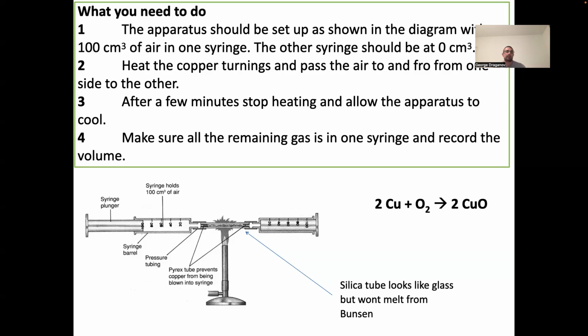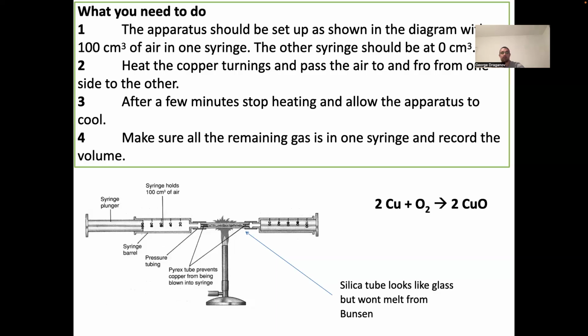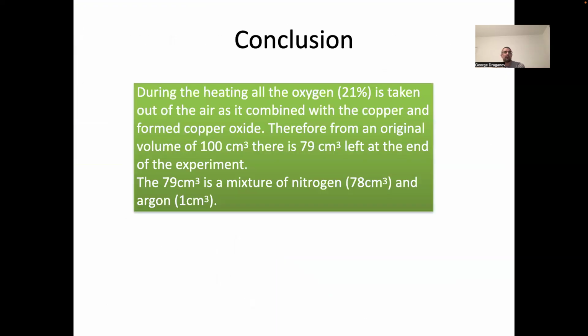So you cannot make the reading when the gas is hot. You wait for it to cool down, and then the gas will not be expanded and it will reach what it's supposed to reach. So for safety purposes, wear eye protection, and the glass tube will be hot for a long time, so be patient. Don't touch it. And the copper oxide is harmful. So after a few minutes, once the air has cooled down, the volume of remaining air is recorded. So in conclusion, during the heating, the 21 centimeters cubed gets removed. And that's what's actually happening.